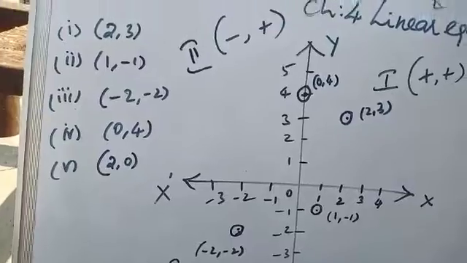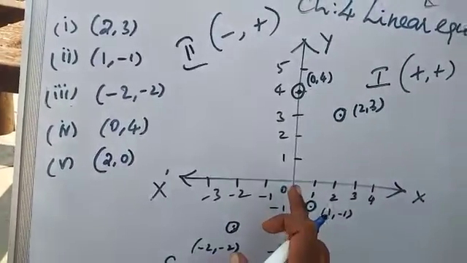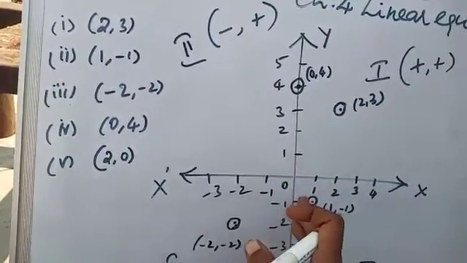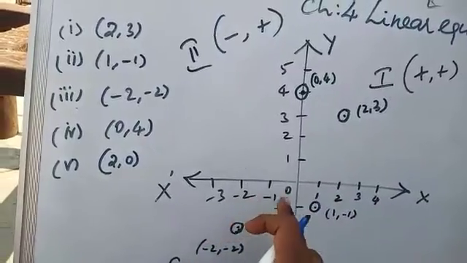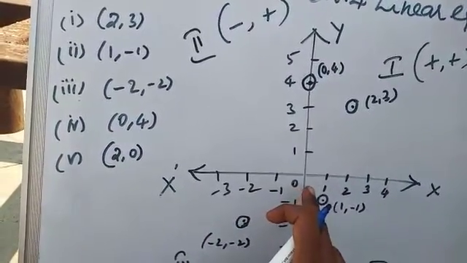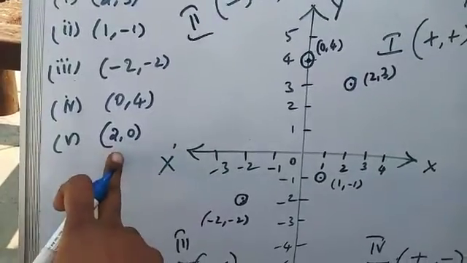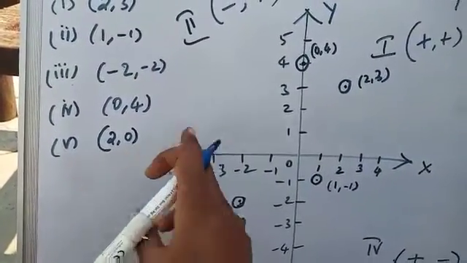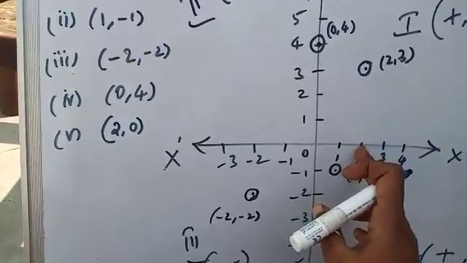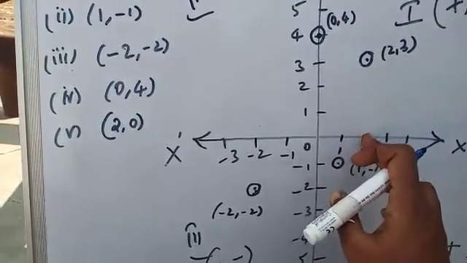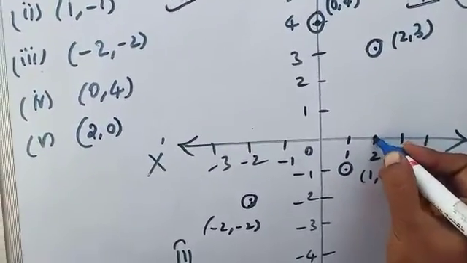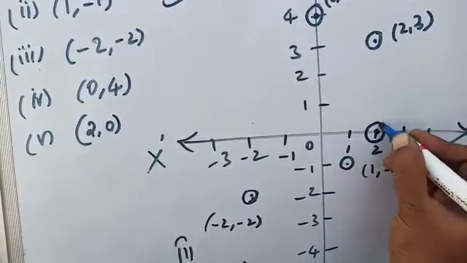Because it doesn't move to the right side or left side. That is, it doesn't have any positive value or negative value. Okay, see the last one, the fifth point is (2, 0). The x value is 2, and the y value is not rising, so it will lie here itself, on the x axis itself.